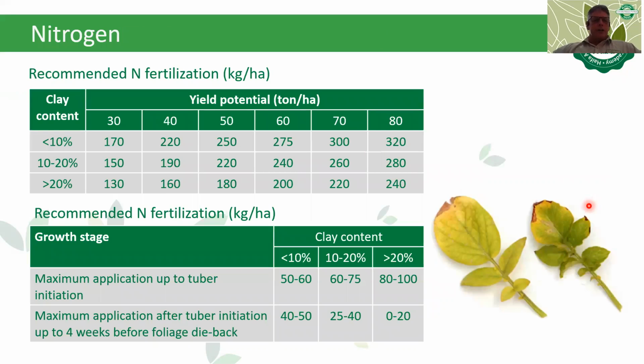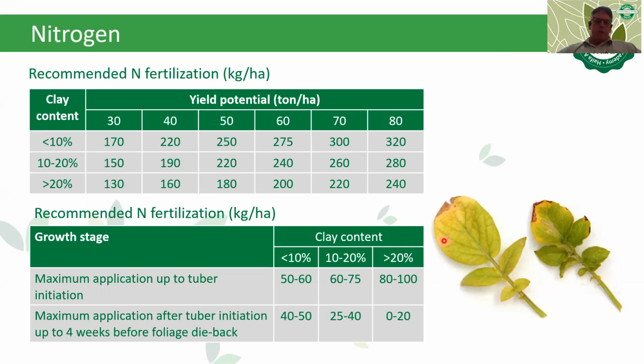Now, if we look at nitrogen, there are many tables like this. Potato South Africa has brought out a book with all these guidelines for potatoes, so you can find them there. You can basically determine your yield potential. You can determine the clay content from your soil analysis, and it gives you a guideline of how many kilograms. If you want 60 tons on a 10 to 20% clay, you go on 240. If you're on a very sandy soil, you would go 275 kilograms of nitrogen per hectare.